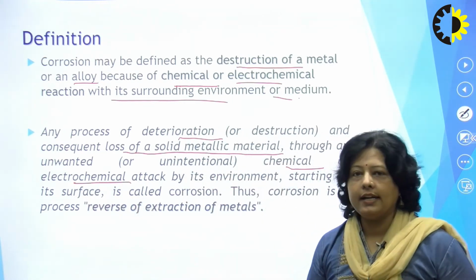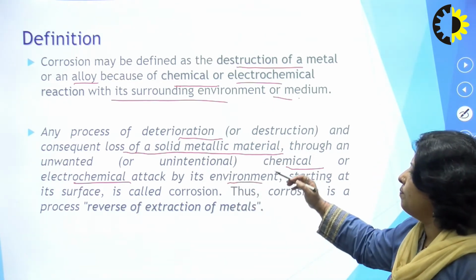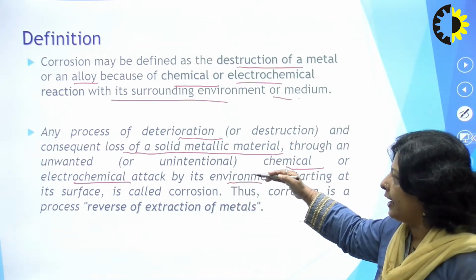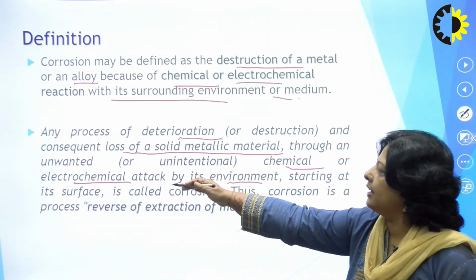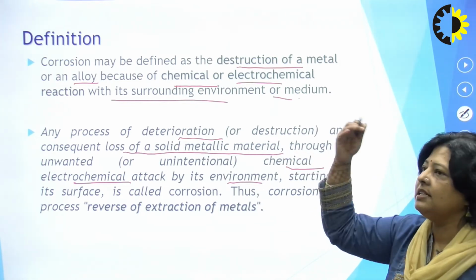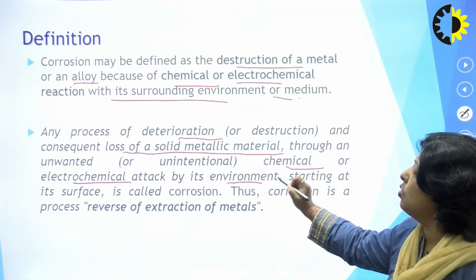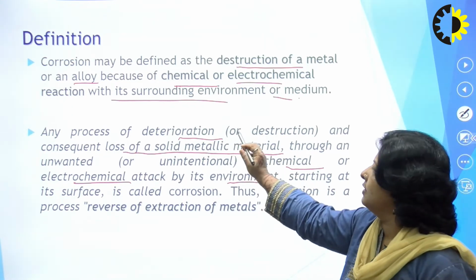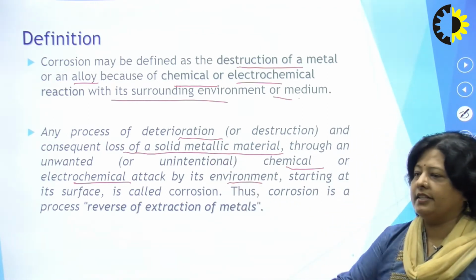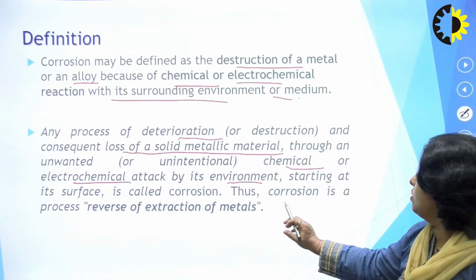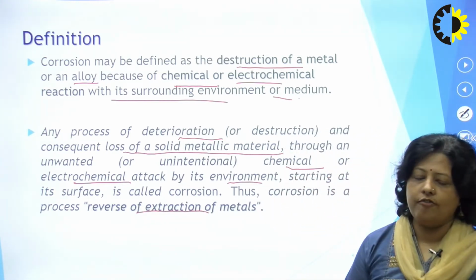And who is attacking the metal? That is the environment. So, the environment is attacking. What are the weapons of the environment for attacking? That is either electrochemical action or some chemicals which are already present in the environment. On whom are they attacking? They are attacking a metal. And what is the result? That is destruction of metal. It is so simple. Thus, corrosion is the reverse process of extraction of metal.